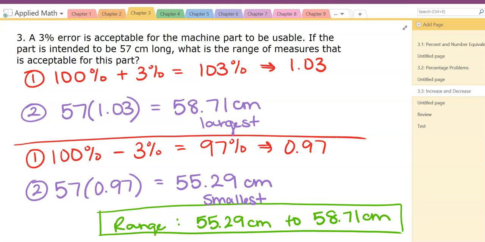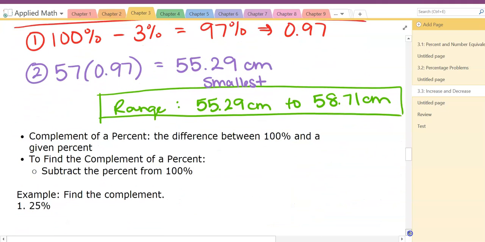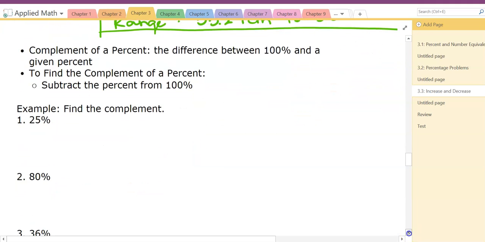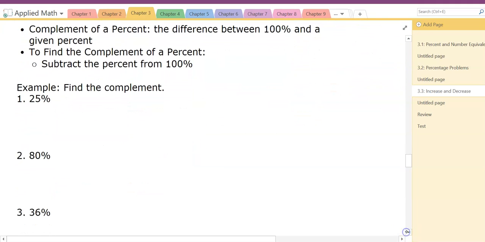So with the subtracting from 100, that gets us into this idea that we have called a complement. So the complement of a percent is the difference between 100% and the percent that they gave you. So you always just take 100 minus the number that you're working with to find the complement. So it's super easy to find them. So if I wanted to find the complement of 25%, I would just take 100 minus 25 and get 75%. That would be its complement.